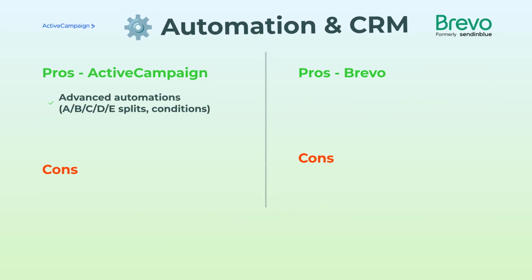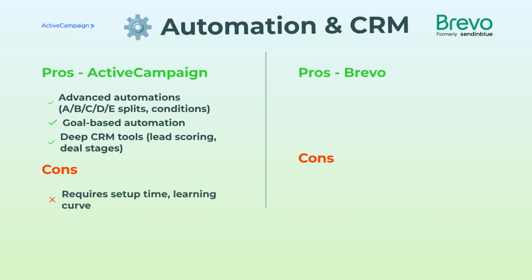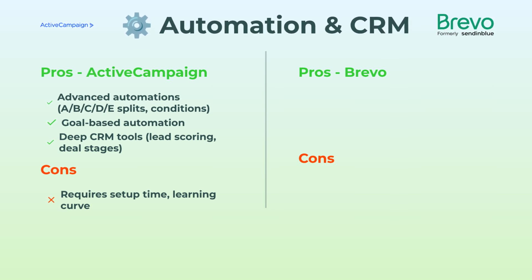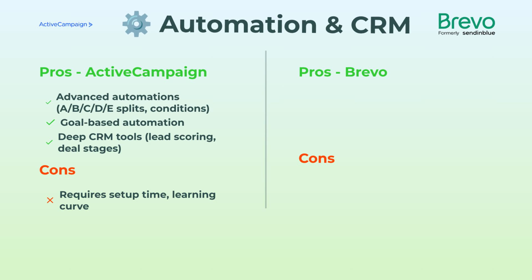Now, onto automation and CRM. ActiveCampaign, oh man, this is its bread and butter. You get those crazy advanced automations, like splitting flows into A, B, C, D, E. Seriously, so much control. Goal-based triggers, and a built-in CRM that actually does stuff, like lead scoring and deal stages.